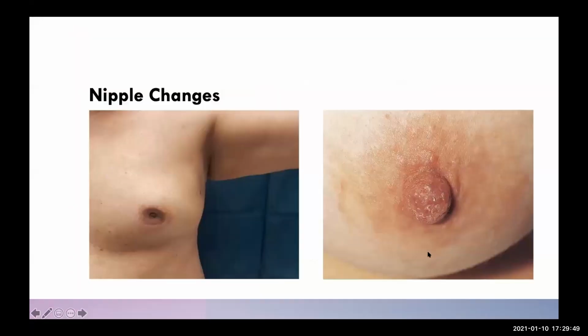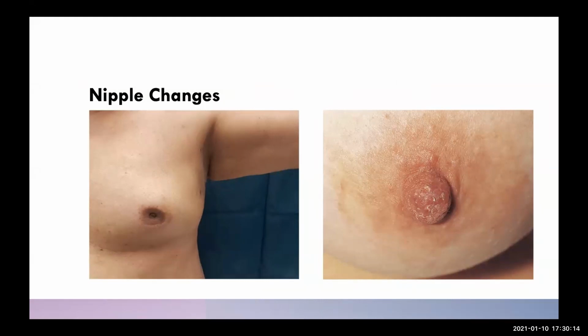Nipple changes, we just have to bear in mind that this can be an indication or a symptom of breast cancer. As you can see on the left of the screen, the nipple is retracted, it is flatter, which is not always the case for a woman. So if they notice any changes around the nipple areolar complex, this is one of the indications for the primary care physicians to send the patient for a triple assessment.